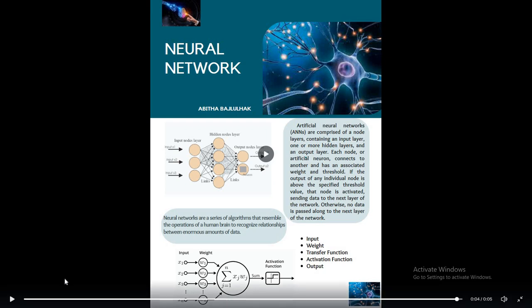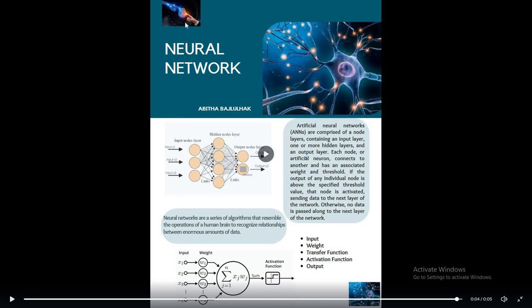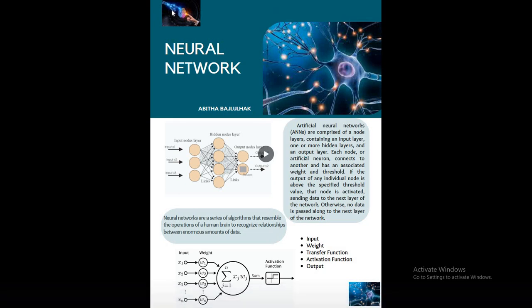Hello everyone. In this video we'll see what a neural network is. A neural network is a method in artificial intelligence that teaches the computer to process data. This neural network uses interconnected nodes or neurons in a layered structure that resembles the human brain. So now we'll see how this neural network works.